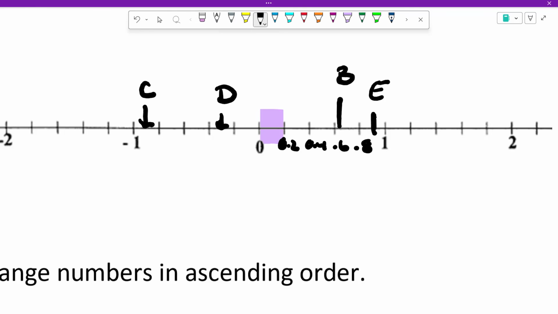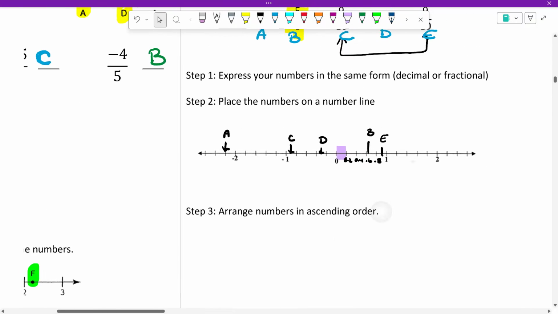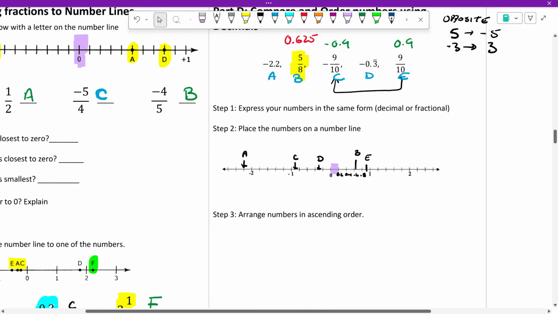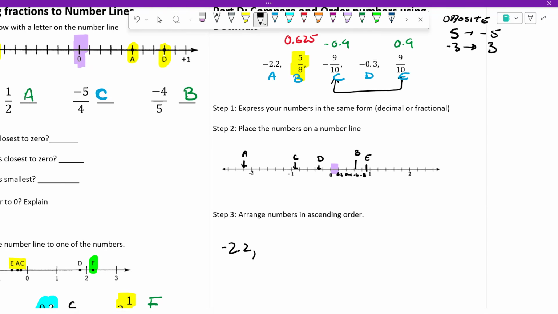That's it. So now it says write these in ascending order, right? So we're going to go A is first, which is negative 2.2. Then the next one is going to be C, the next biggest one. That's negative 9 over 10. Then we have D, which is negative 0.3 with a line. Then we have B, which is 5 over 8. Then we have E, which is 9 over 10. Small to big. Done. Okay?